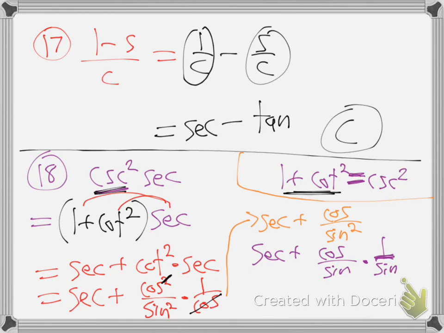Why am I doing that? I'm eyeballing the answer. Secant plus, and then what is cosine over sine? Cotan. And what is 1 over sine? Cosecant. That answer's there, isn't it? Secant plus, they just have it in the other order. Yep. Answer B. All right.